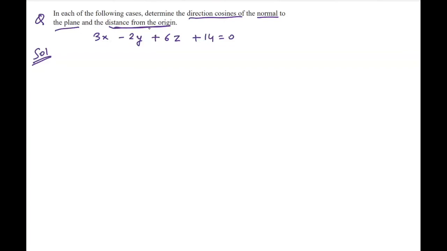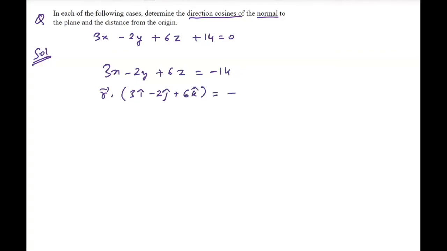So can you all write this in vector form? First of all, how to write this in vector form? See, I'm writing this as this, so this equals minus 14. Now what will be the vector form? r vector dot 3i minus 2j plus 6k equals minus 14.